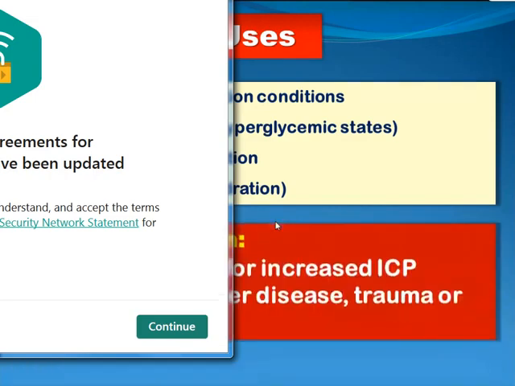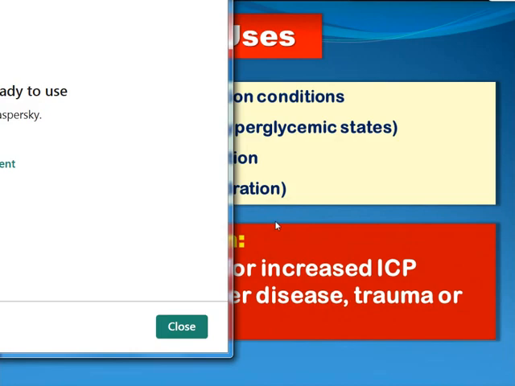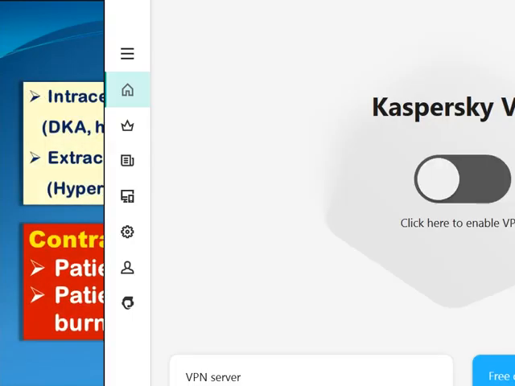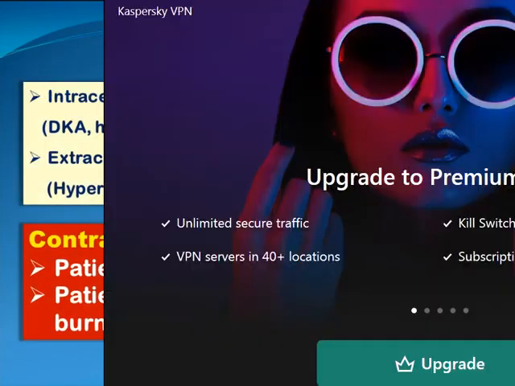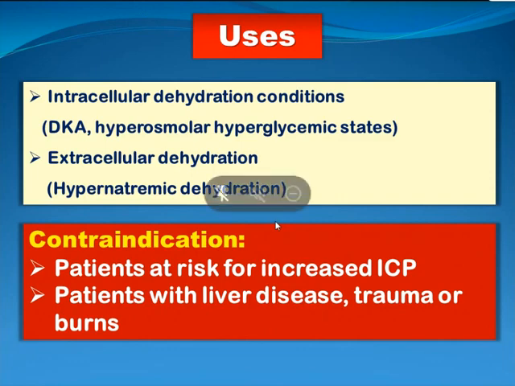While for the contraindications, in those patients with risk of increased intracranial pressure, of course, we can't use it because it will increase the cerebral edema. And in those patients with liver disease, with trauma, with burns, we also can't use the hypotonic fluid, whether it is the half normal saline or its derivatives.